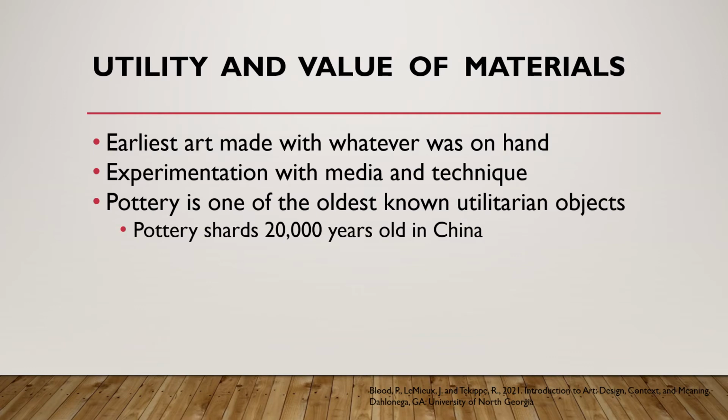They experimented with media and techniques, and pottery is one of the oldest known utilitarian objects that we have available to see. A lot of the other types of utilitarian objects in ancient times were made of organic materials, so they decomposed. But they have found pottery shards that they have dated as 20,000 years old in areas of China.